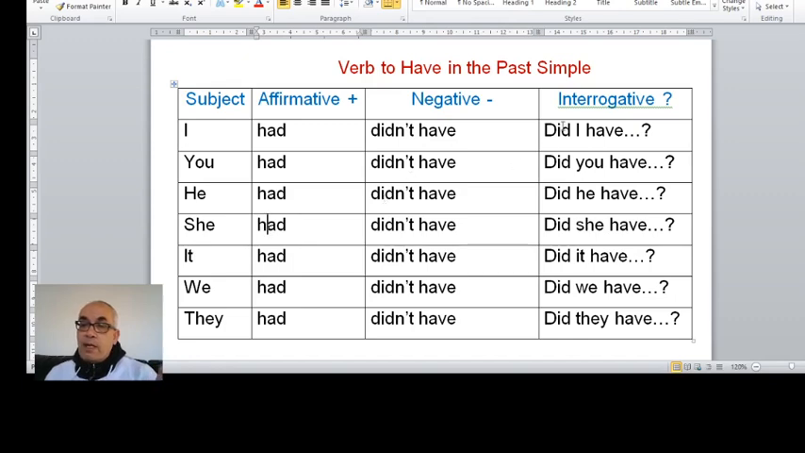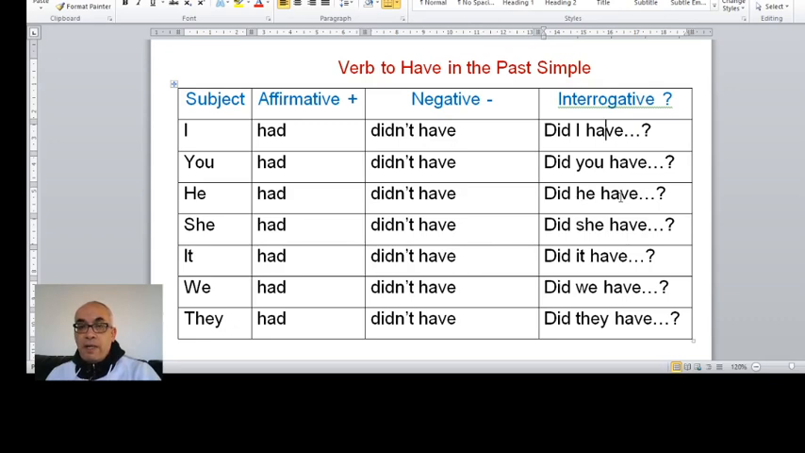Anyway, now to make questions, again, did I have? So if I say I had coffee yesterday, what is the question? Did I have? After did, use infinitive. So I use did, I use subject, and then I use infinitive. Did I have? Did, subject, infinitive. Did you have? Did, subject, infinitive.